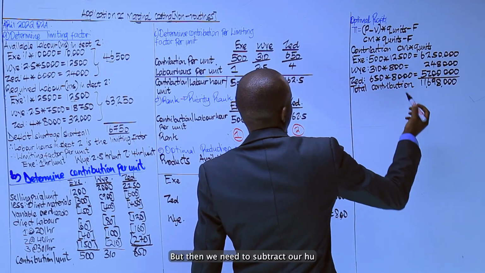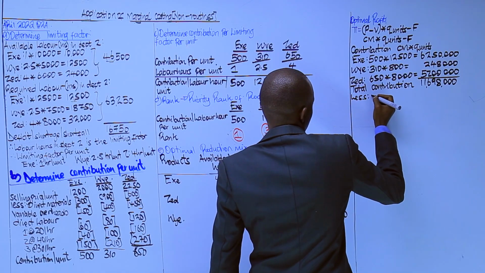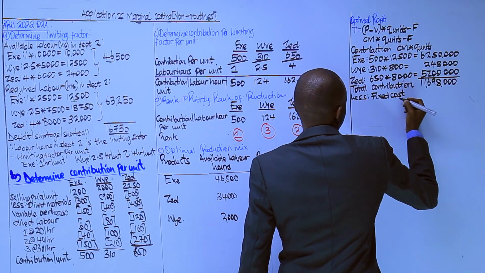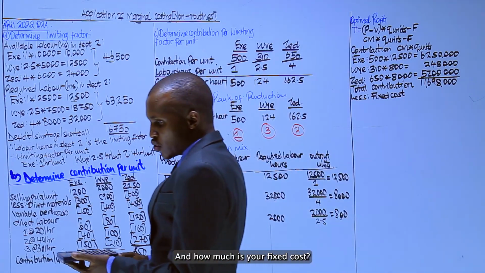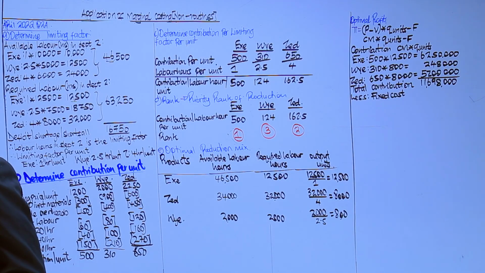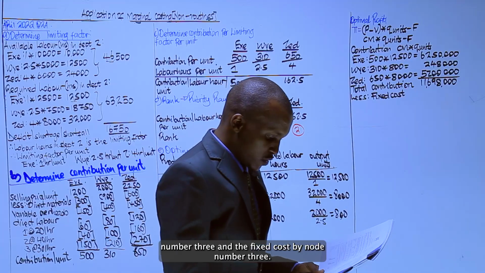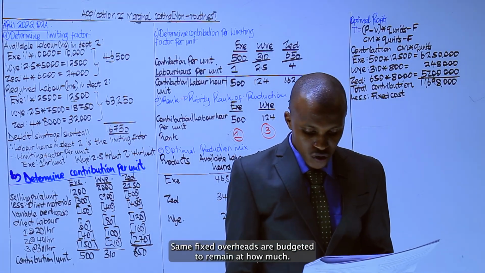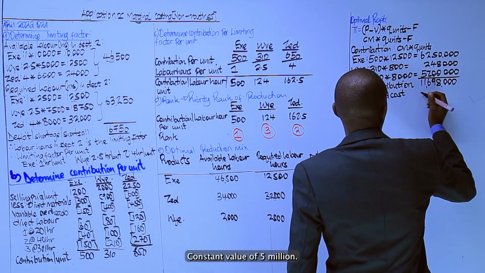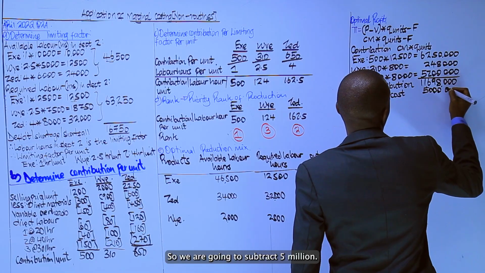But then we need to subtract our fixed costs. And how much was your fixed cost? Your fixed cost by note number 3 is saying fixed overheads are budgeted to remain at how much? A constant value of 5 million. So we are going to subtract 5 million.